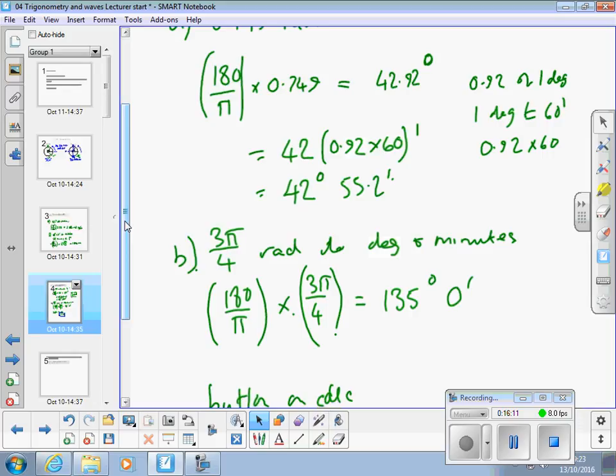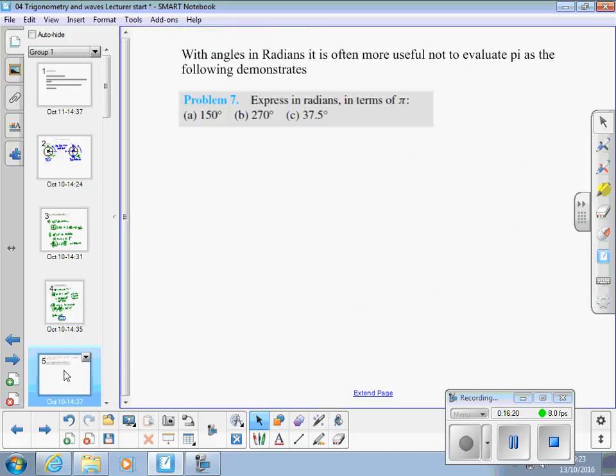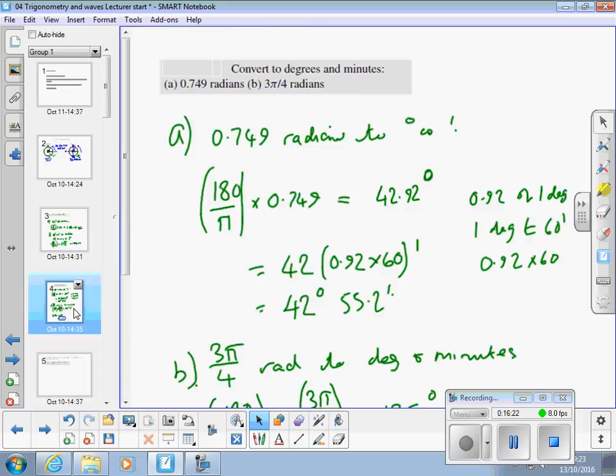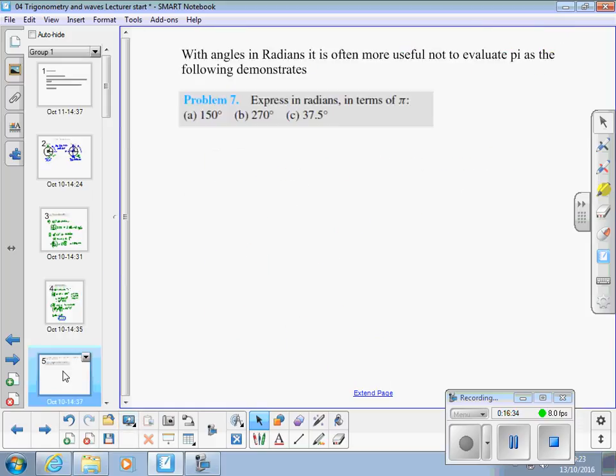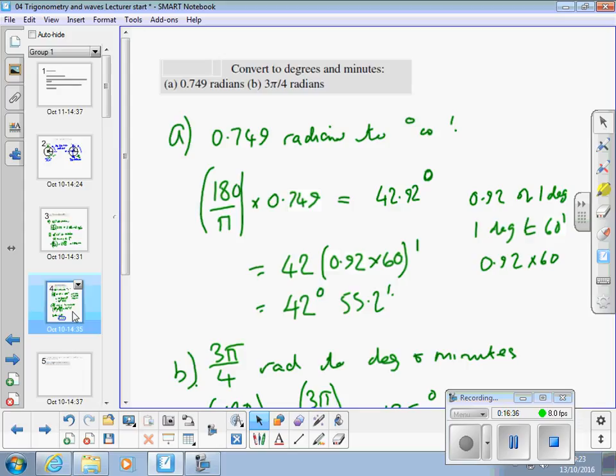So that button will do that conversion for you if you need it in degrees, minutes and seconds. Okay? That's the button with that on it. It's got a little circle, 1 speech mark, 2 speech marks, degrees, minutes, seconds. If you type in that calculation and press equals, and then hit that button, it'll convert it to degrees, minutes and seconds.